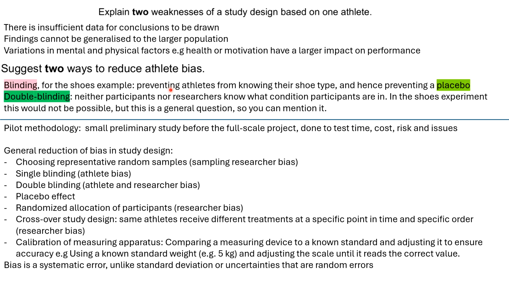Now, it may be specific and may ask, suggest two ways to reduce athlete bias, not researcher bias. In the exam, it's probably going to be researcher bias because they used athlete bias this time. But for athlete bias, you can use blinding or double blinding, and you would explain in context of the question. Now, explain the weaknesses of a study designed based on one athlete. There's insufficient data for conclusions to be drawn. Findings cannot be generalized to the larger population, and the variations in mental and physical factors have a larger impact on performance.